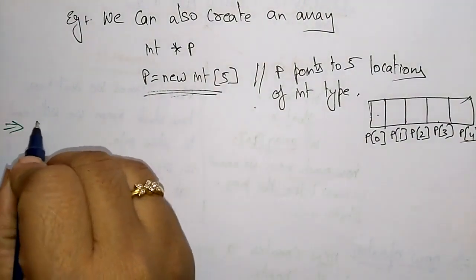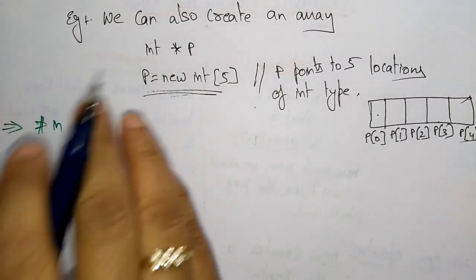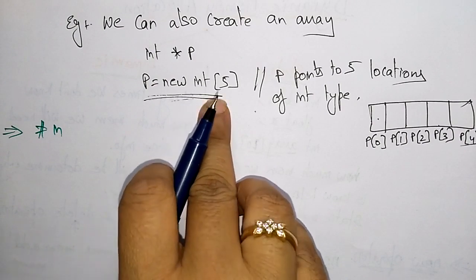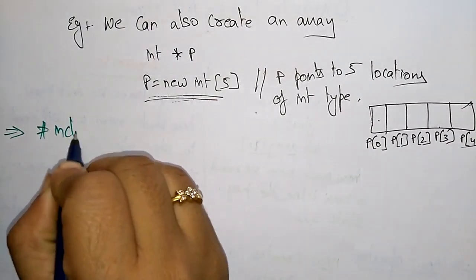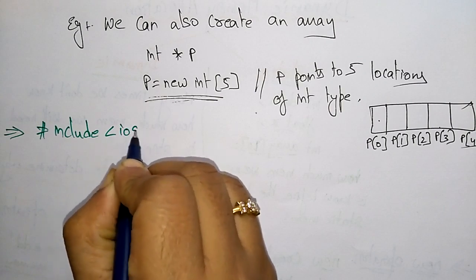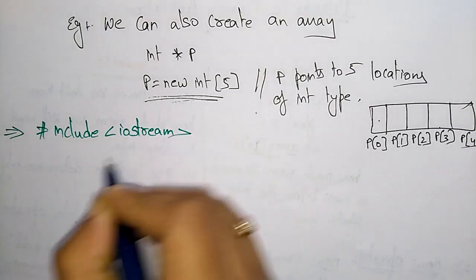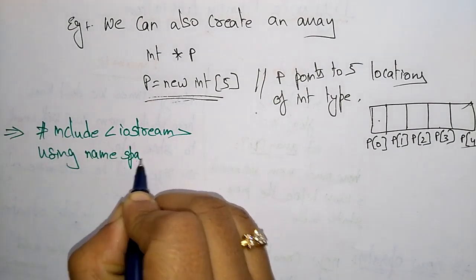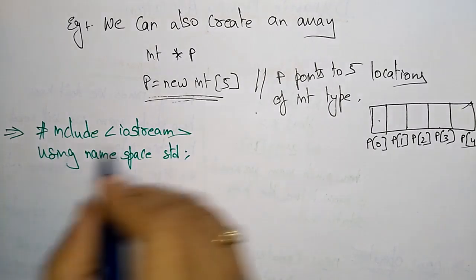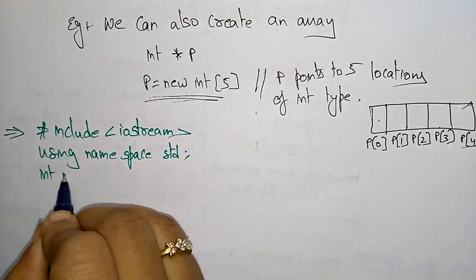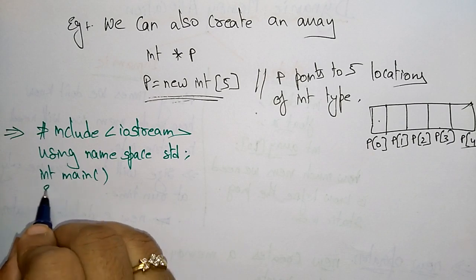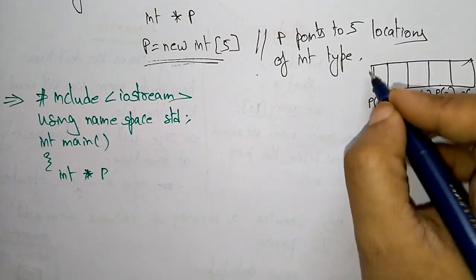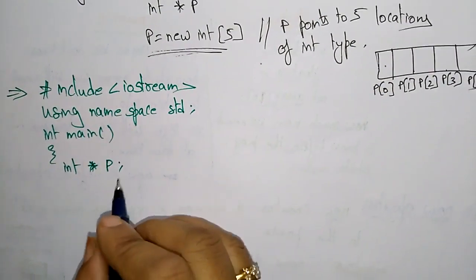So example. I am using the array. I'm allocating with the new operator, which means the memory is allocated to the array. How will it be? Let's see. Include iostream, using namespace std. So this is all you know. iostream is for input output. And now coming to the main program, int main. First declare the pointer variable int star p, which points to this memory location. That is the integer data type.